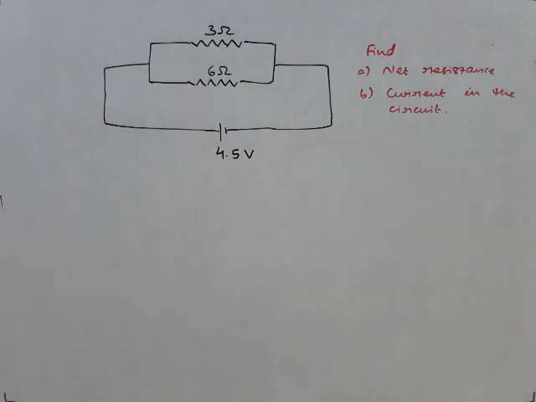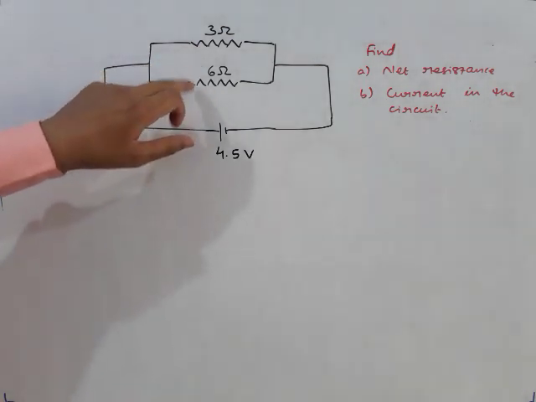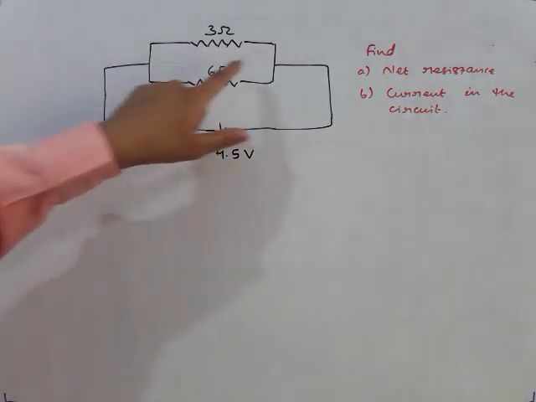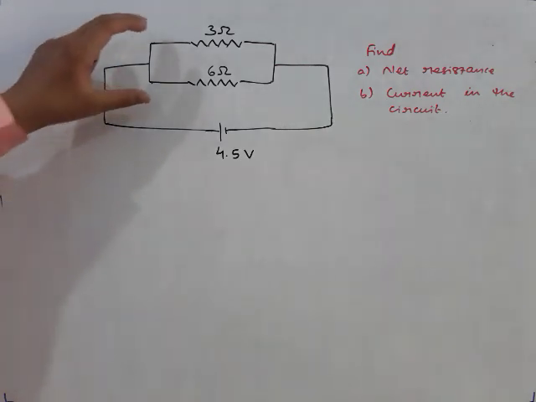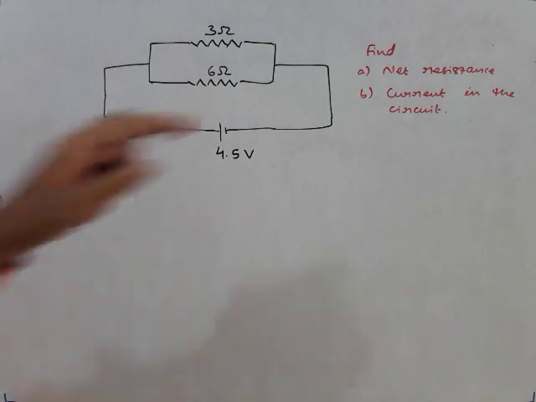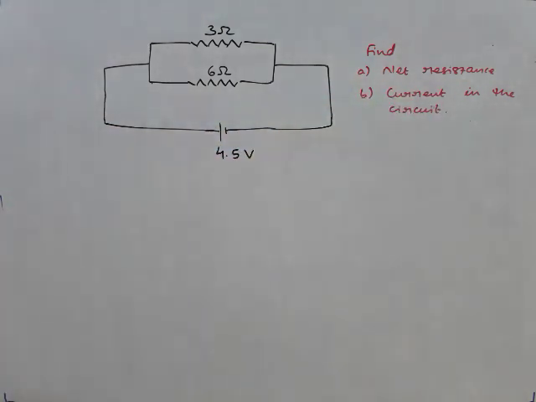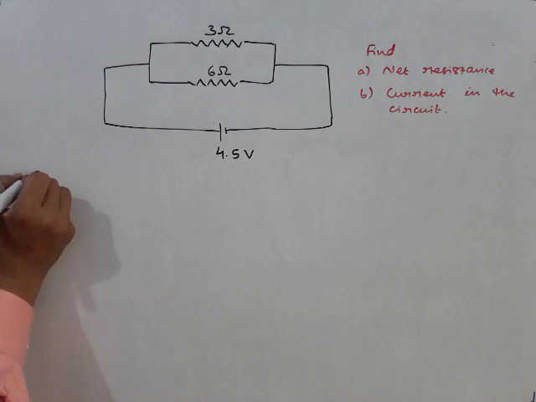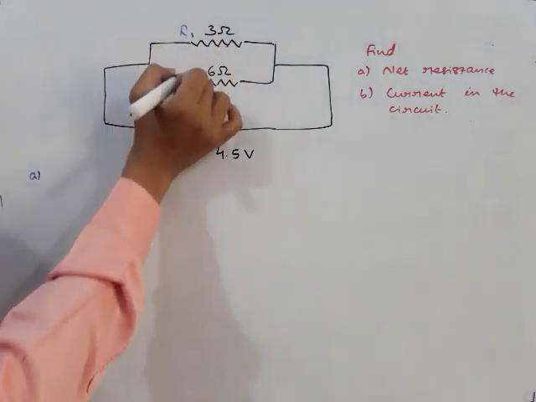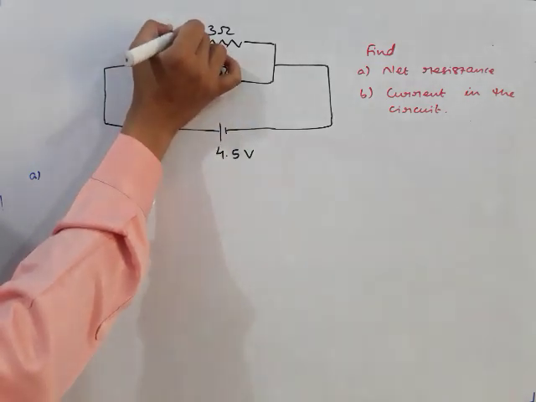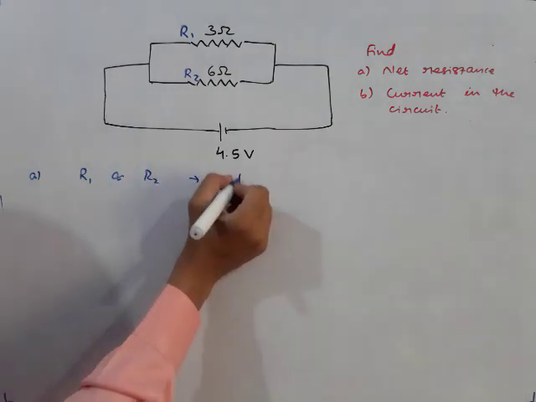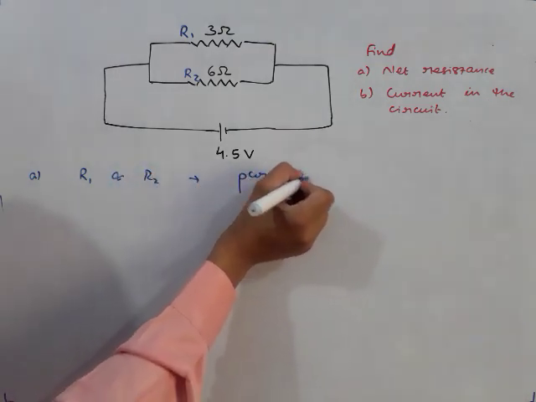So we have a parallel combination of 2 resistors. Their values are given, 3 ohm and 6 ohm. Clearly they are connected between the same 2 points. So these two are in parallel. And this combination is connected to a 4.5 volt battery. You have to find net resistance and current in the circuit. So net resistance, part A, is easy. You will see that these 2 resistances, let us call them R1 and R2, are connected in parallel.